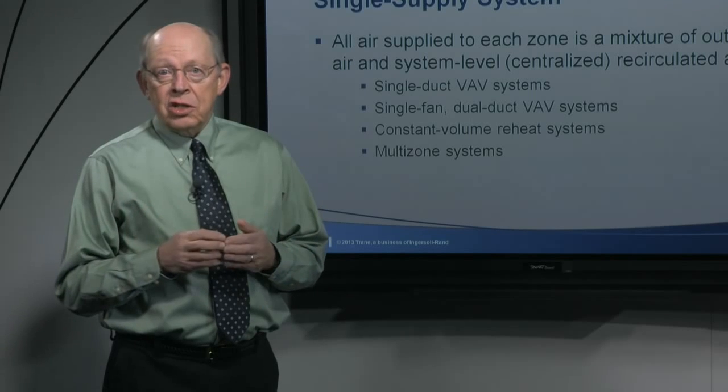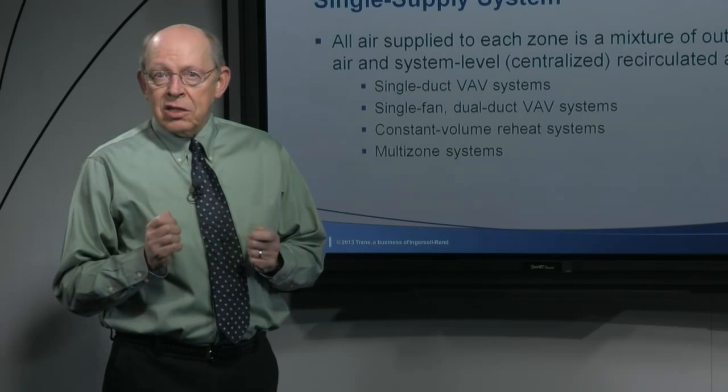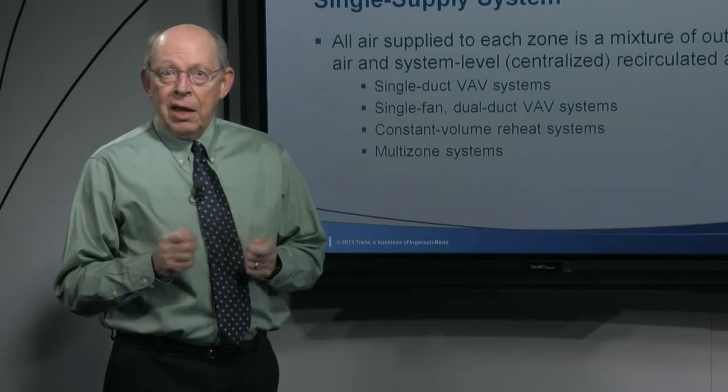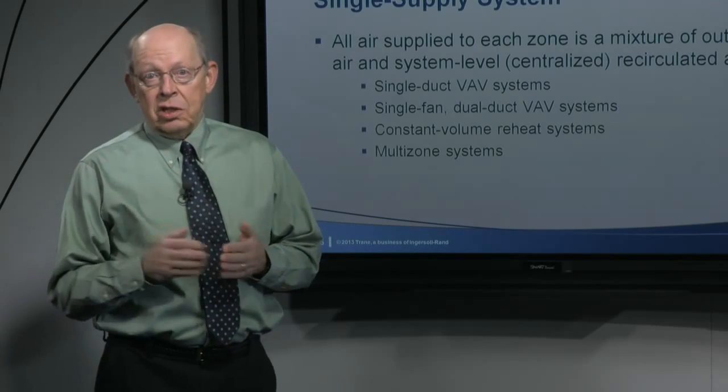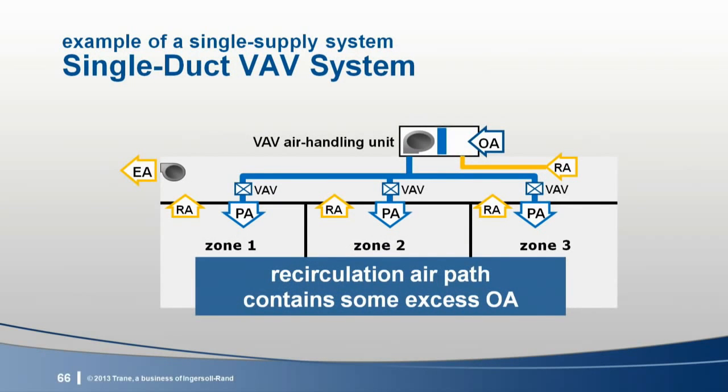Secondary recirculation path systems are dual duct systems that use a single supply fan, constant volume reheat systems, and multi-zone systems. The single duct VAV system that we're using for our example has a single recirculation air path. Again, all the air supplied to each zone is a mixture of outdoor air and centralized recirculated air.